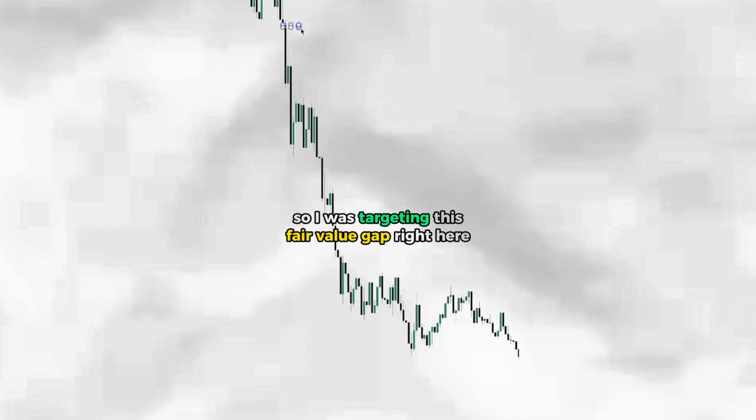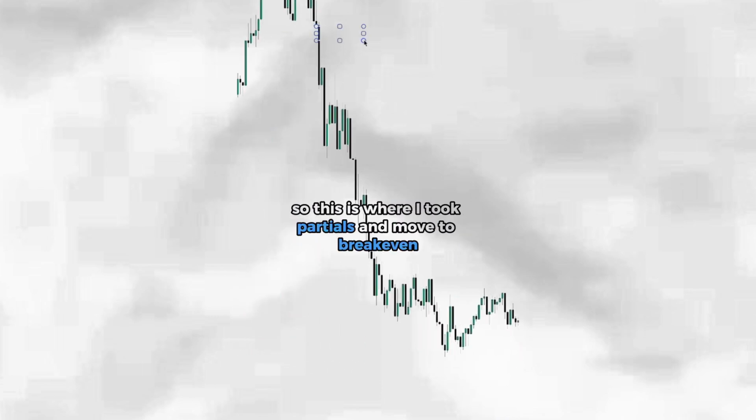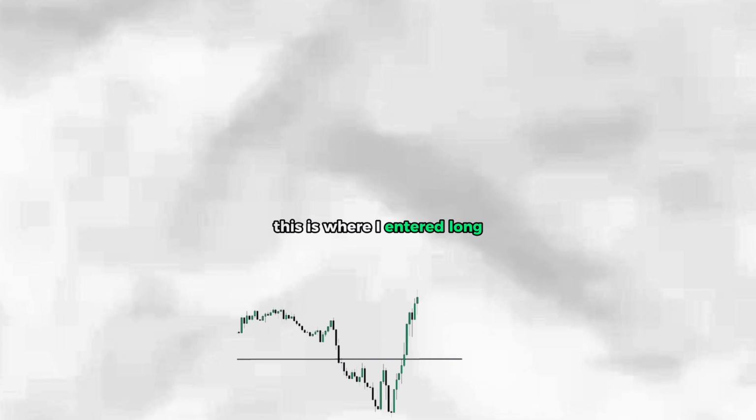Once I moved on to the 5-minute chart, you guys can see that this is our bullish breaker. So I was targeting this fair value gap right here, so this is where I took partials and moved to break even. So this is where I entered long. I was buying when we traded into this fair value gap and these up close candles. So these were our bullish breaker, and this is where I was buying, and my stop loss was below this low.